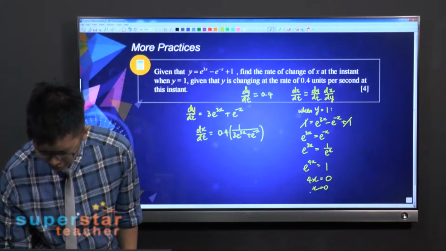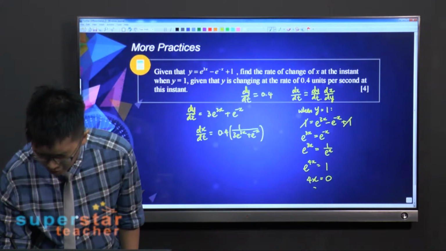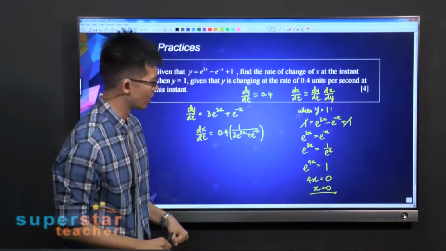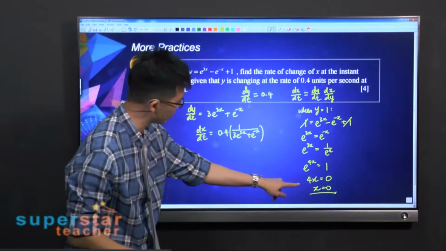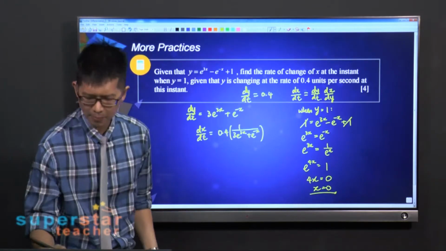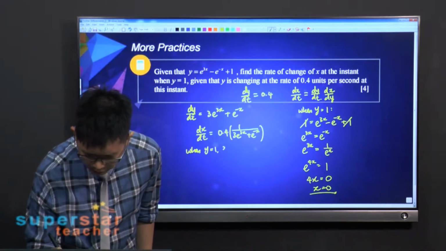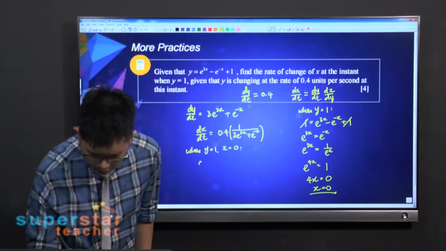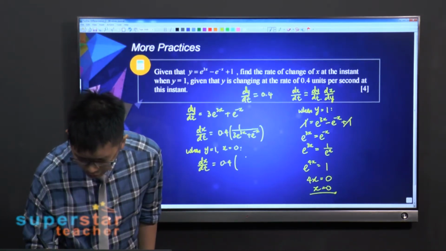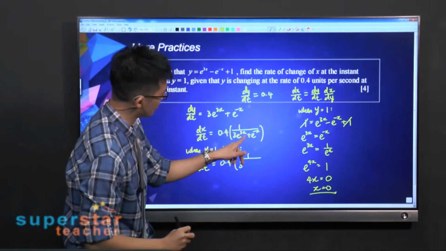Let me write it properly here. So x is equal to 0 when y is equal to 1. That's exactly what it is trying to tell us. So now what I need to do is put x equal to 0 into this dx/dt. So when y equals 1, x equals 0, then my dx/dt will be equal to 0.4, and then 1 over 3. e to the power of 0 is 1.